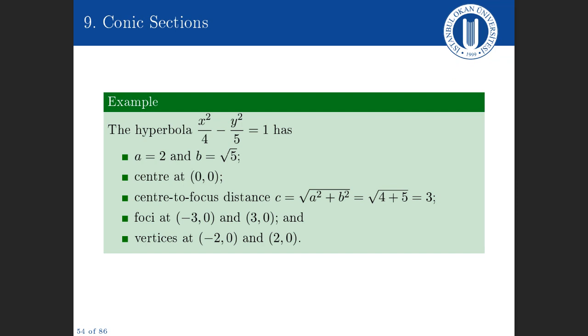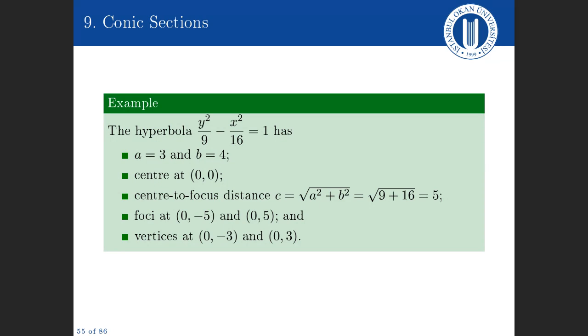For example, the hyperbola x squared over 4 minus y squared over 5 is equal to 1. Here, a is 2 and b is the square root of 5. The center is at (0, 0). The center to focus distance, c, is the square root of a squared plus b squared, which is 3. So the foci are at (-3, 0) and (3, 0), and the vertices are at (-a, 0) and (a, 0), which is (-2, 0) and (2, 0).